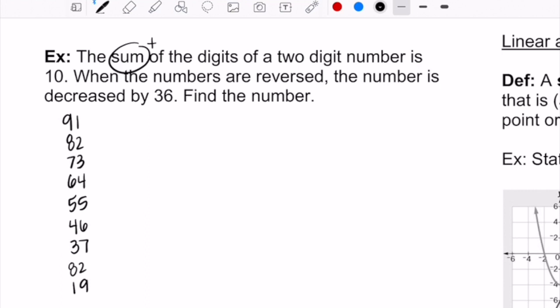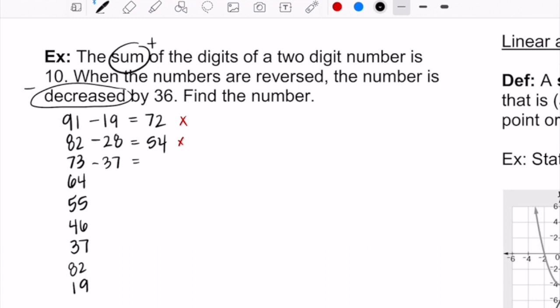The next part of the question says when the numbers are reversed, the number is decreased by 36. So remember, decreased means subtraction. So when I flip the order of the numbers and I subtract the two numbers, 91 minus 19 gives me 72. And so that's not the answer to the question. The difference is supposed to be 36. So then I'll try the next one. 82 minus 28, but that gives me 54, which is not 36, so I know it can't be those.